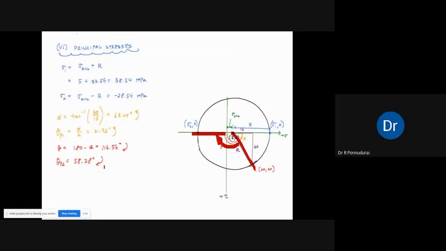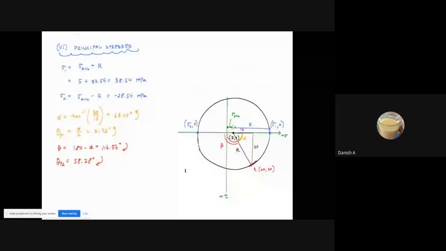So you have to rotate the element 15.28 degree clockwise. So you can get the minimum principal plane. Is it clear now? Yes, sir.